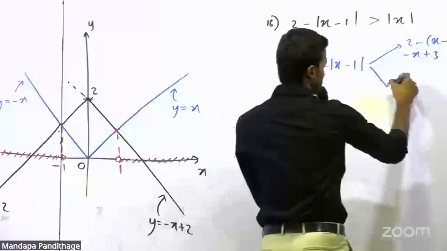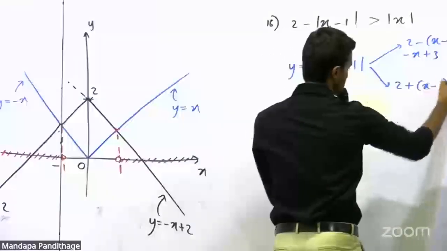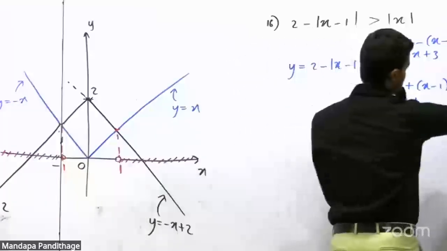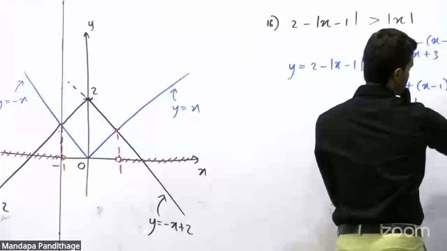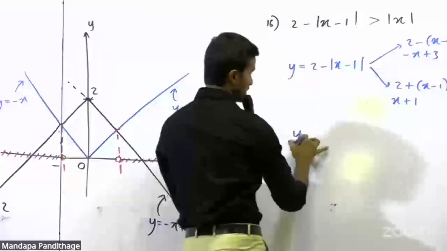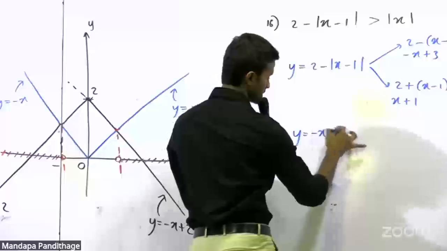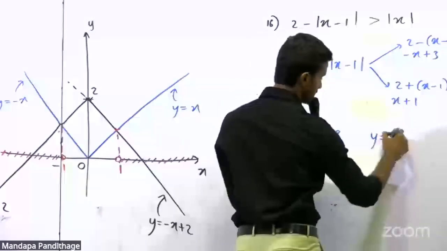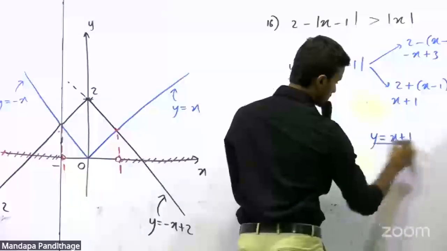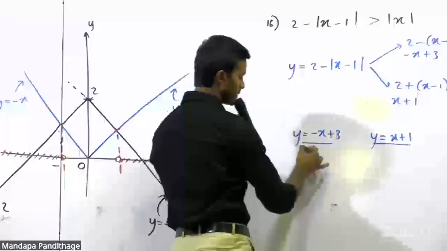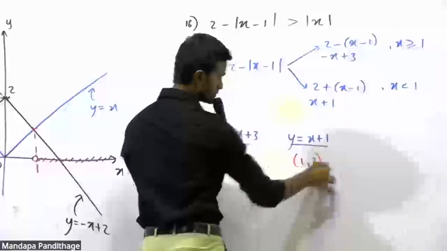When it is minus minus, it becomes plus. So here you get x plus 1. This is valid only when x is greater than 1, and this is valid when x is less than 1. So y equals minus x plus 3, and the other straight line that you're supposed to draw is y equals x plus 1. So always know the turning point, that is the most important point. When x equals 1, you get 2, from both lines.